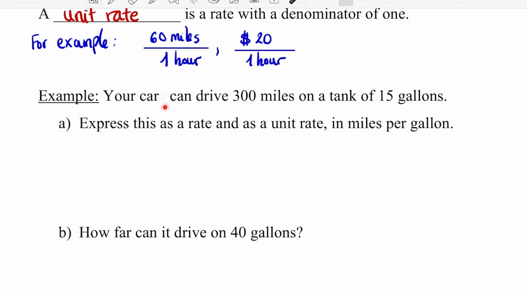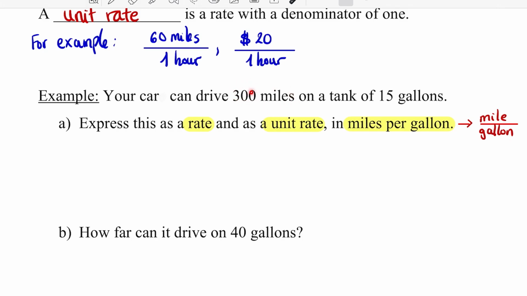Example, your car can drive 300 miles on a tank of 15 gallons. Express this as a rate and as a unit rate in miles per gallon. So they want to express both the rate and the unit rate, and they want it in miles per gallon. Miles per gallon means miles over gallon. So they want the rate in this order, miles over gallon.